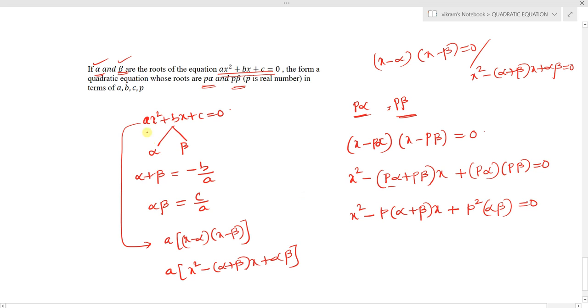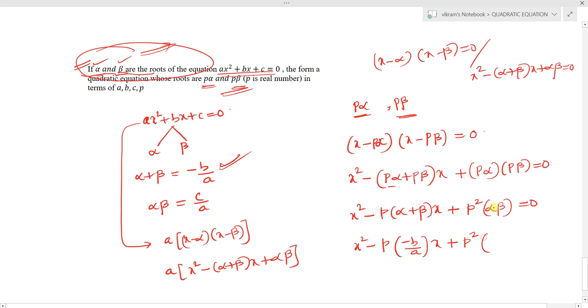Now he has given the first statement, if alpha beta. If a condition is given, we need to use this condition in the next statement. What is the next statement? Whatever quadratic equation we are forming: x square minus p times, what is alpha plus beta? We can write it as minus b by a into x plus p square times, and what is alpha beta? Simply it is c by a equals to 0.